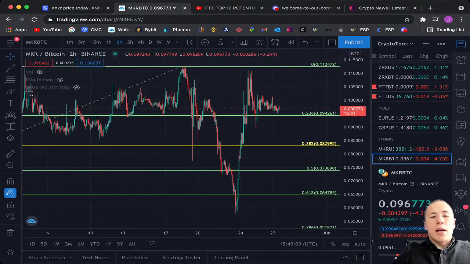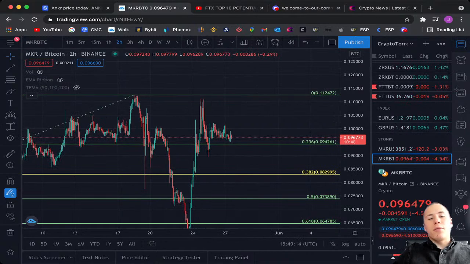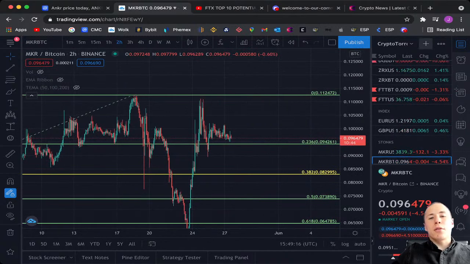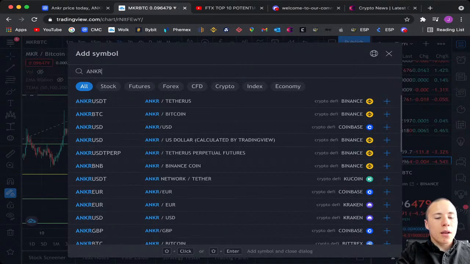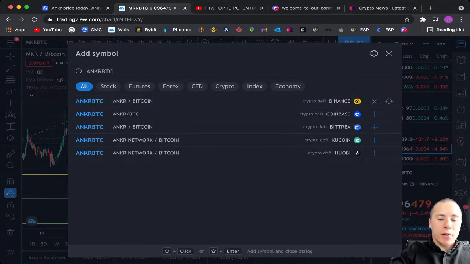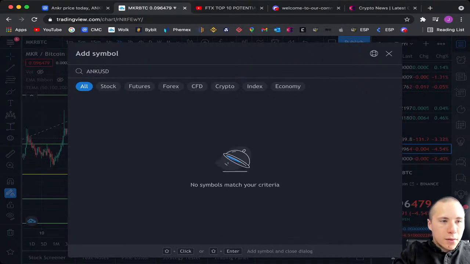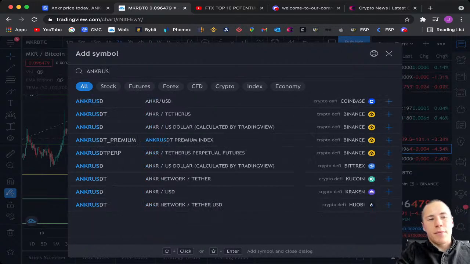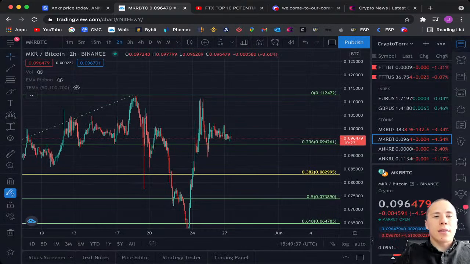So you always want to be there if there is a pump towards the upside, and we are for sure going to see a pump towards the upside on the Maker chart. So let's go at Anchor compared to Bitcoin, and also Anchor compared to the US dollar. Oh, I removed the R. So Anchor compared to the US dollar, and let's take a look over here.